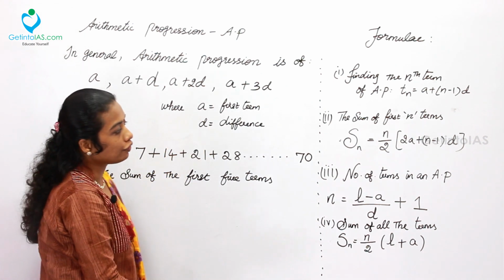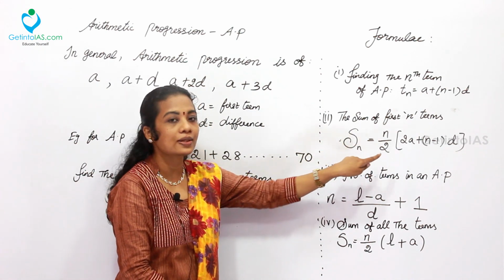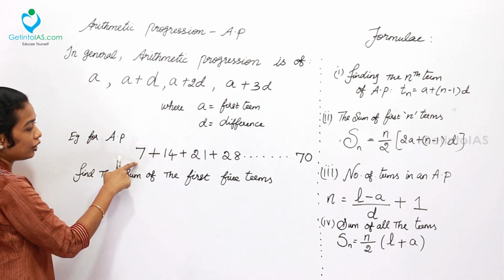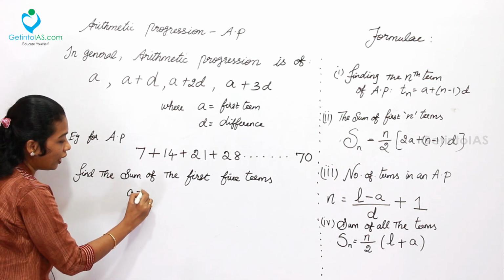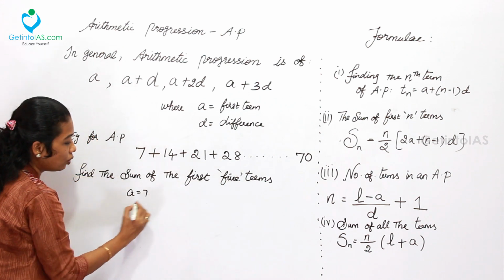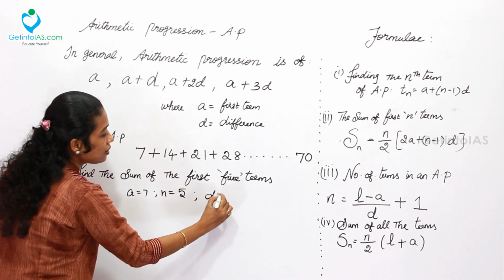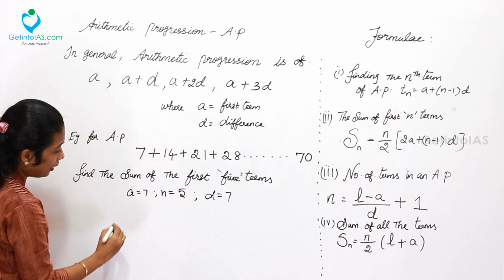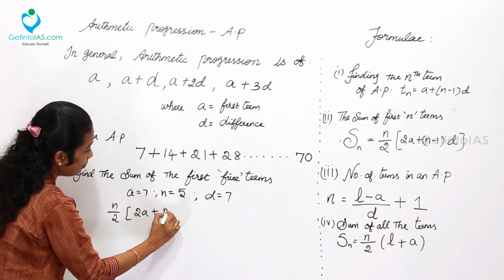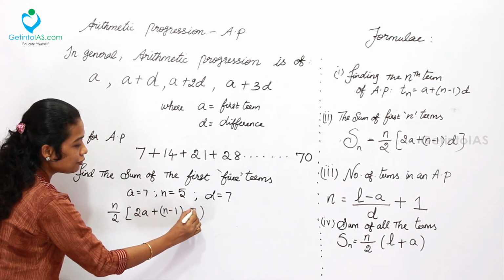For that we have the formula for the sum of the first n terms, that is n by 2 into 2a plus n minus 1 into d. Let me take what n, a, and d are. What is a? a is the first term, so a is 7. What is n here? First 5, so n is simply 5. Then the common difference is 7. So substitute 7 over here.